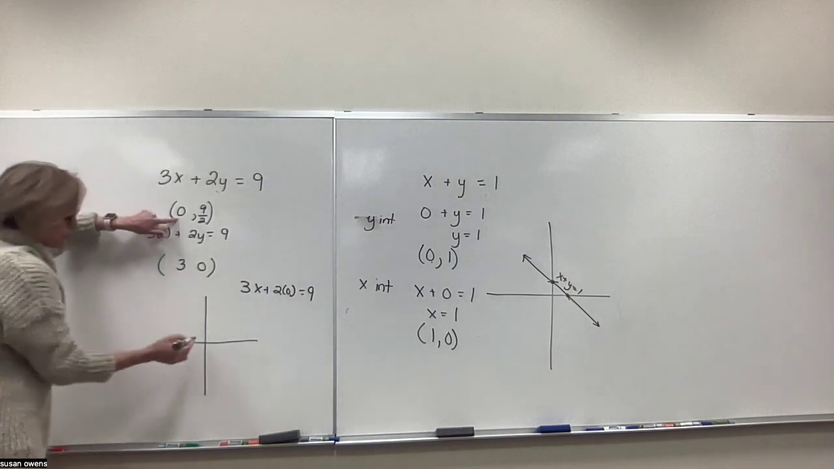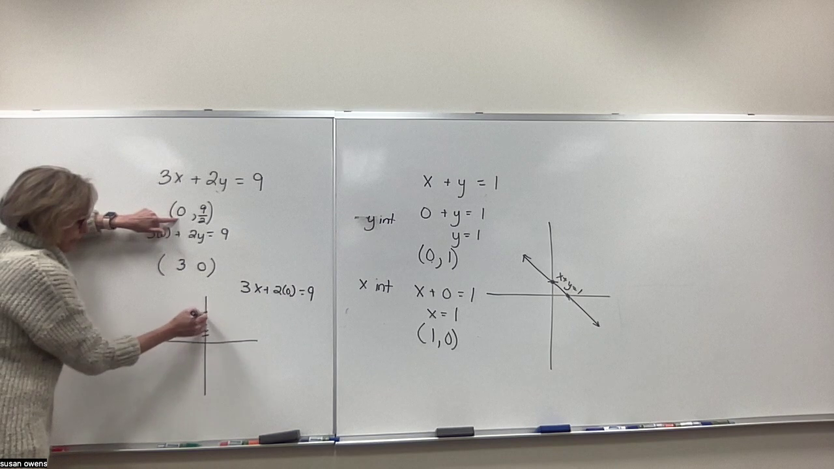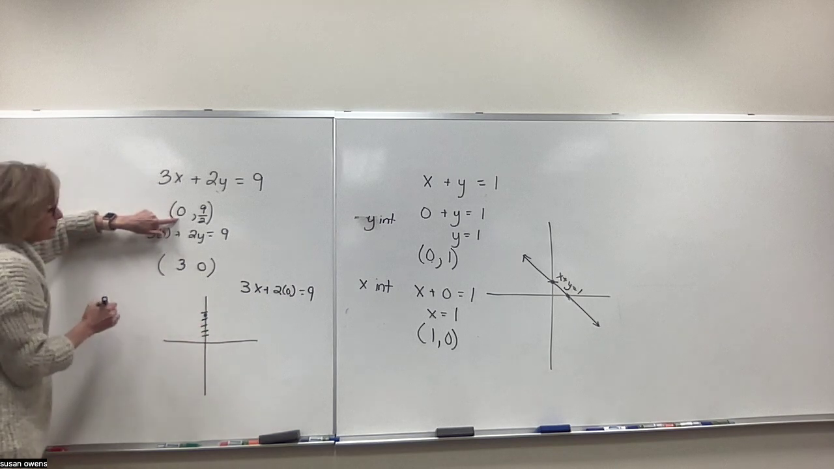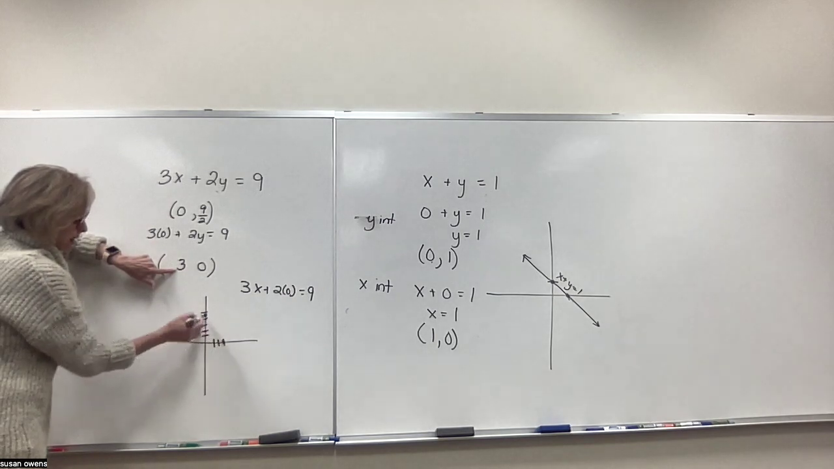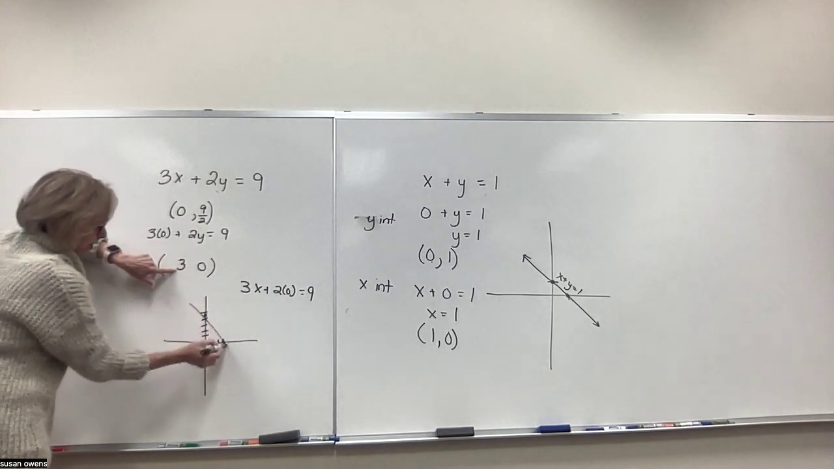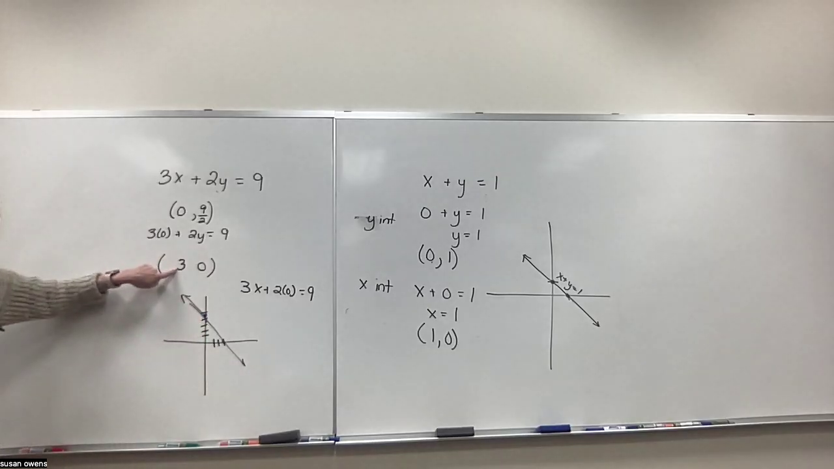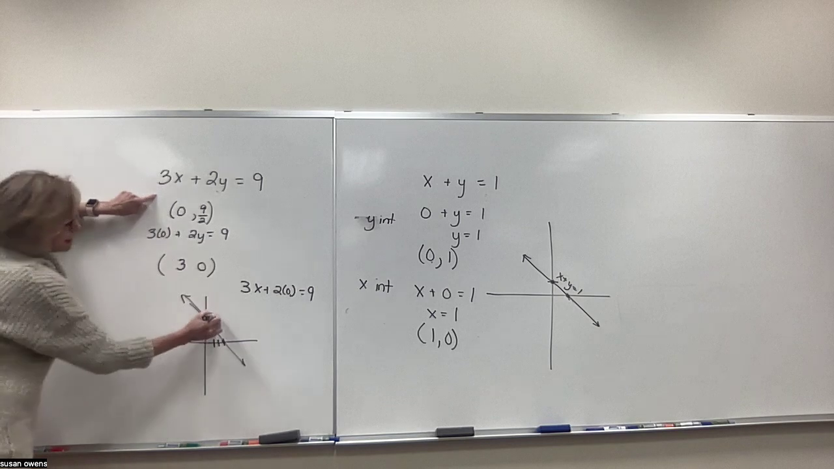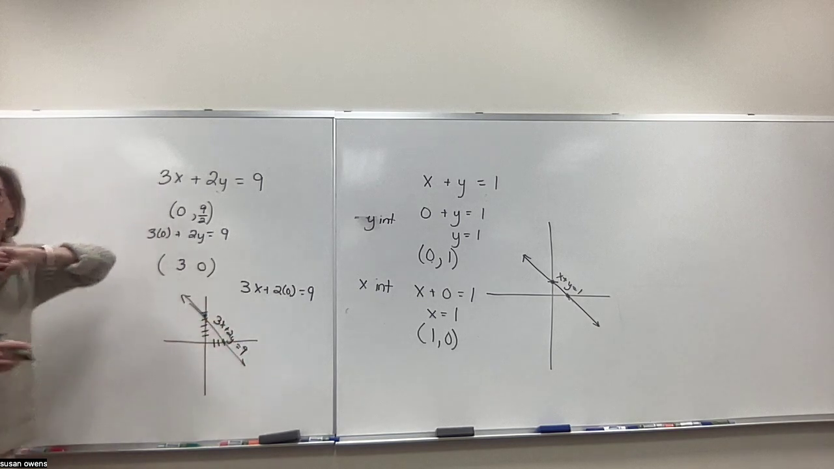Okay, so over 0, up 4.5, over 3, up 0, and then just as neatly as you can, connect the points. 3x plus 2y equals 9.